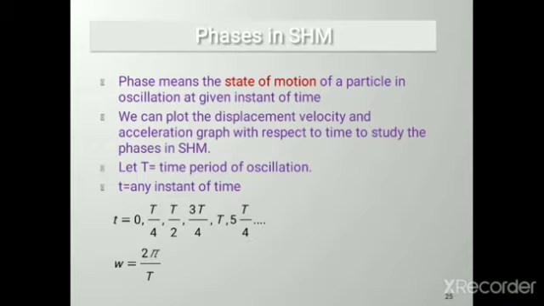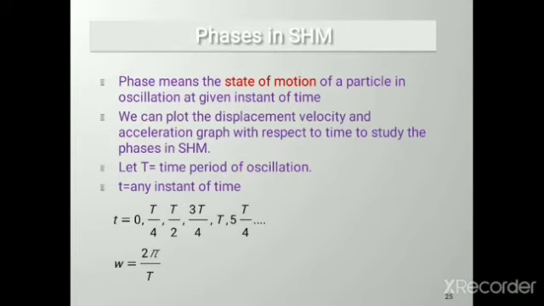Phase means the state of motion of a particle in oscillation at a given instant of time. In a simple way, where the particle is during its motion is defined by the phase in SHM. Phase is denoted by phi and it is measured in terms of an angle. We can plot the displacement, velocity, acceleration graph with respect to time to study the phase in SHM.